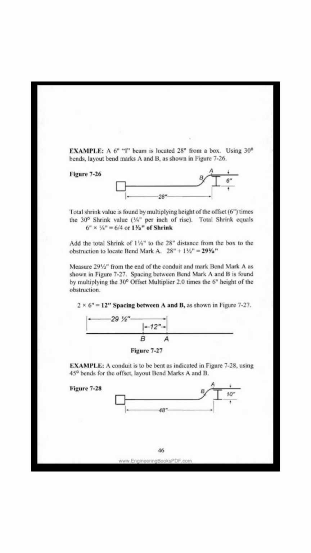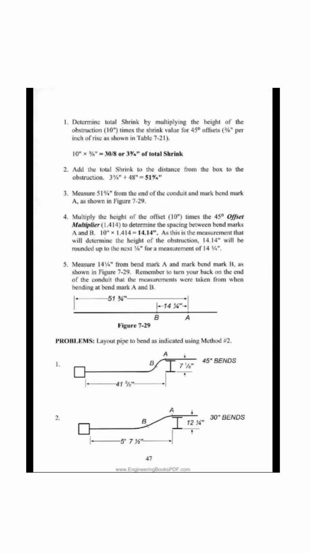Example. A conduit is to be bent as indicated in figure 7-28, using 45 degree bends for the offset. Lay out bend marks A and B. 1. Determine total shrink by multiplying the height of the obstruction, 10, times the shrink value for 45 degree offsets, 3/8 per inch of rise, as shown in table 7-21. 10 inches by 3/8 equals 30/8 or 3 3/4 inches of total shrink.